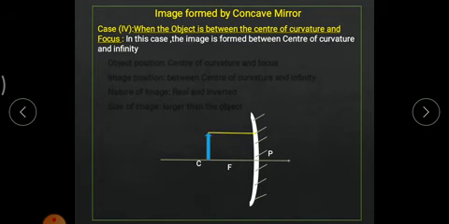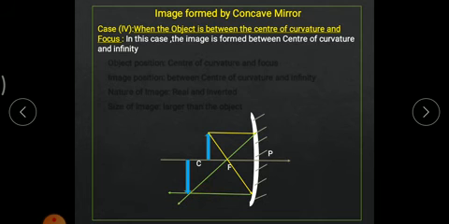So the first ray I am taking, the first incident ray, is parallel to the principal axis. It would pass through the focus. So this is the green light, it is passing through the focus. Again, another incident ray is passing through the focus. The reflected light ray would be parallel to the principal axis. In the second case, the incident light ray is passing through the focus, and the reflected light ray would be parallel to the principal axis.